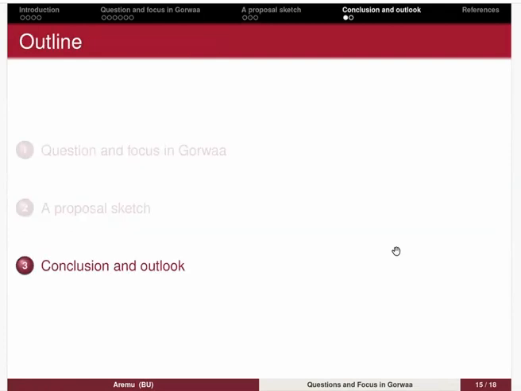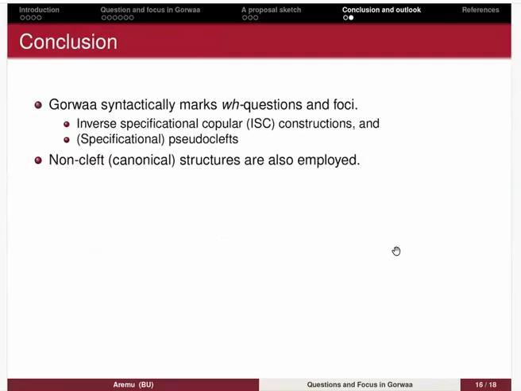So to conclude, what we've seen so far for Gorwaa is that it syntactically marks WH questions and foci. What I mean by this is that, again, Gorwaa is SOV, that's the canonical word order. But when it comes to WH questions as well as foci, we see the use of pseudo-cleft, specificational copula, and that shows that there is a kind of syntactic marking of focus or even WH question in Gorwaa.